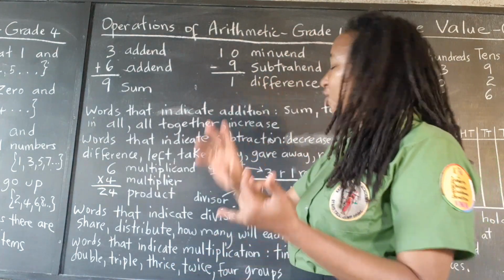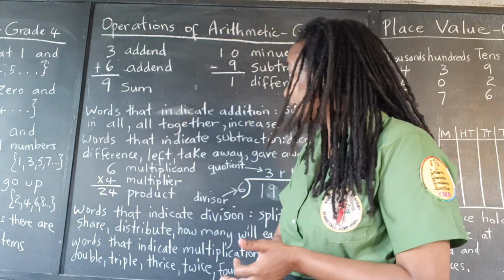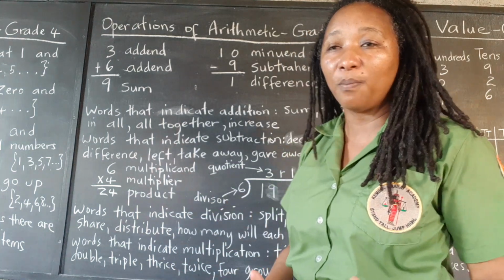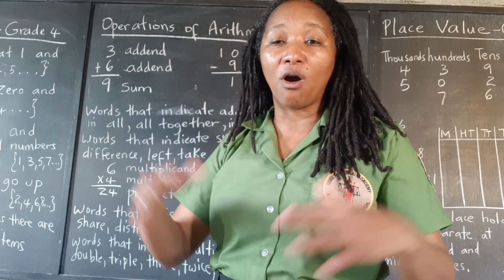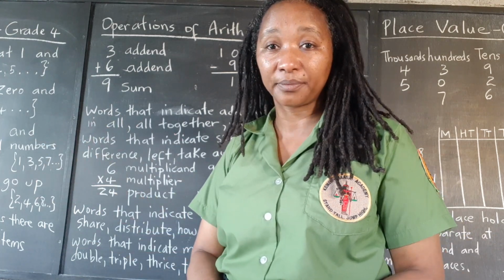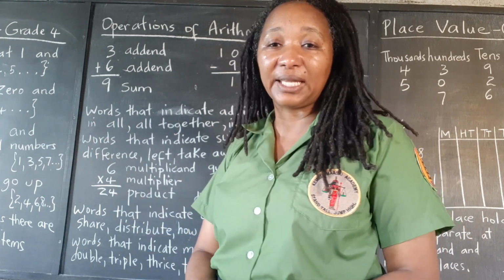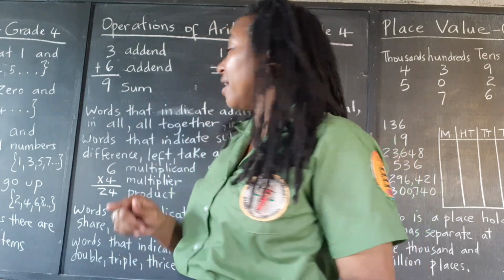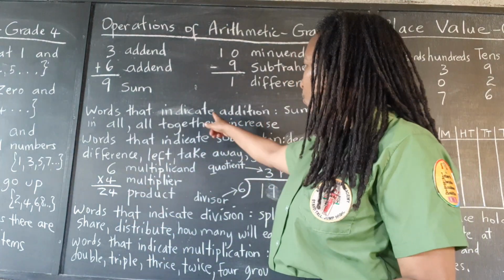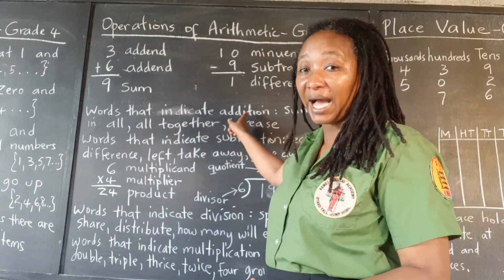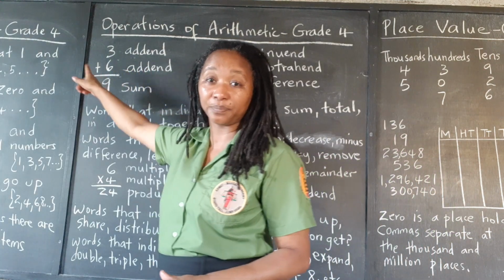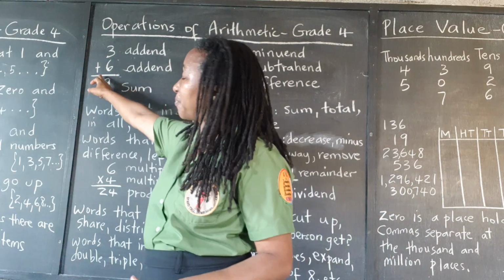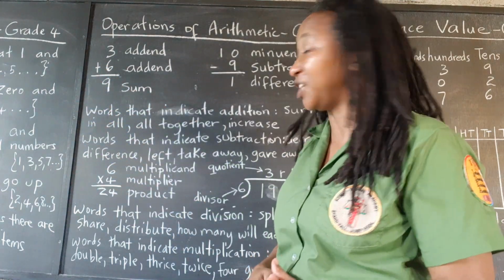So, sum, total, in all, how much is it in all? How many are there all together? Those indicate that we are being asked to use the operation of addition. And of course, this is the symbol. This symbol represents that operation of addition.